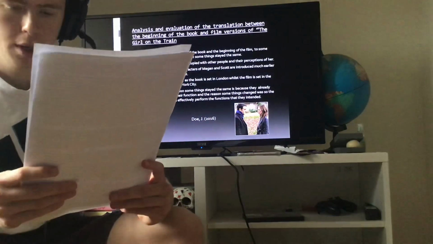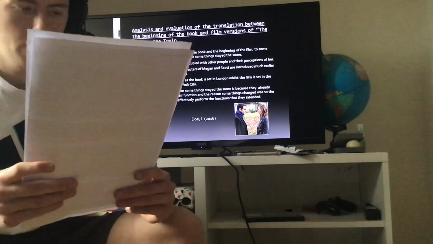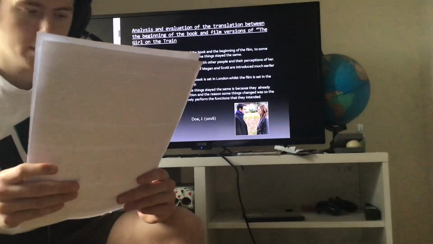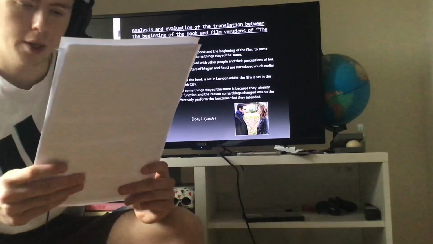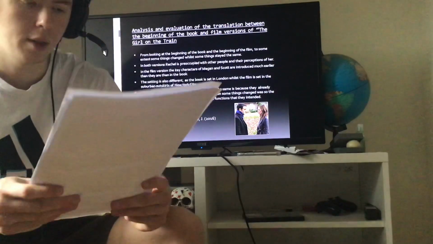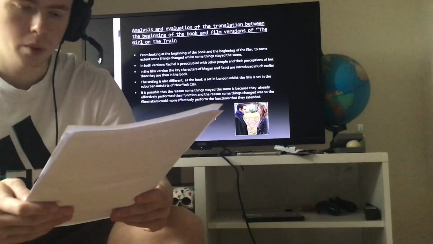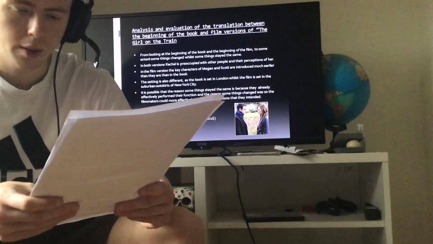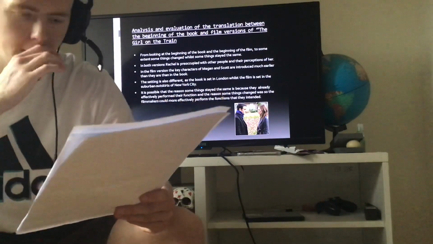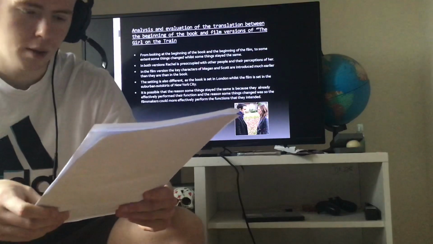Furthermore, another way in which the translation of the film from the book is different at the beginning is the fact that the setting has changed, as the book was set in London, whereas the film is set in the outskirts of New York City. This is effectively a significant difference, as it adds to the dreary, bleak tones that are intended in the film.